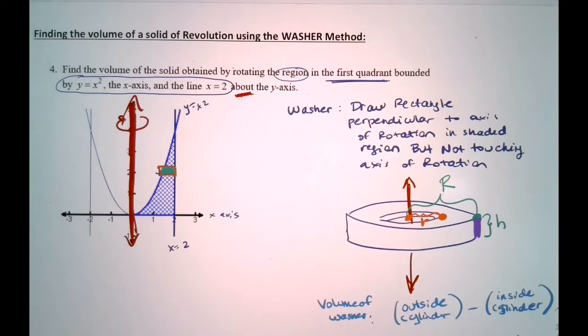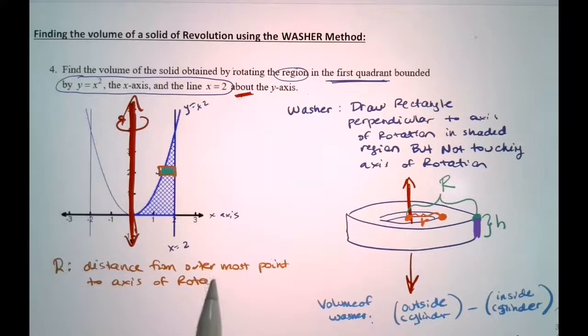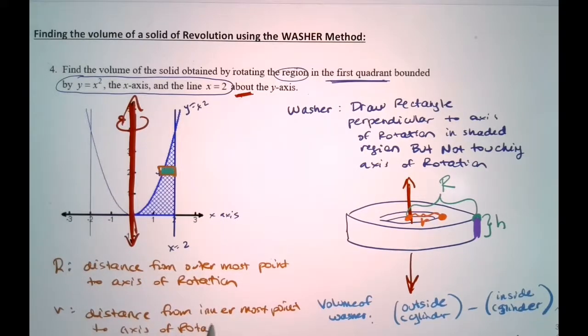What I want you to do is let's think about what cap R and little r are. I'm going to draw it here. I'm going to write down what's cap R. Cap R is the distance from the outermost point to the axis of rotation. And little r is the distance from the innermost point to the axis of rotation. And when I say inner point and outer point, I mean of the rectangle that you just drew in, right?